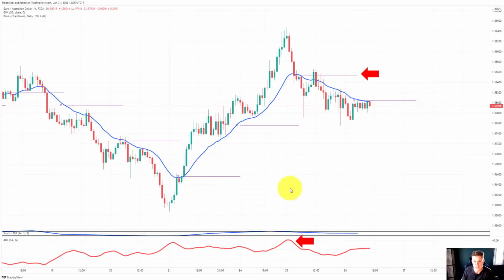Here we have another ADX hook. You can see it here. And the market broke below it, retested the pivot points from underneath, broke below the moving average, and now seems to be starting the downtrend. So the ADX hook, together with other confluence factors, is already such a great piece of information that you must be aware of.